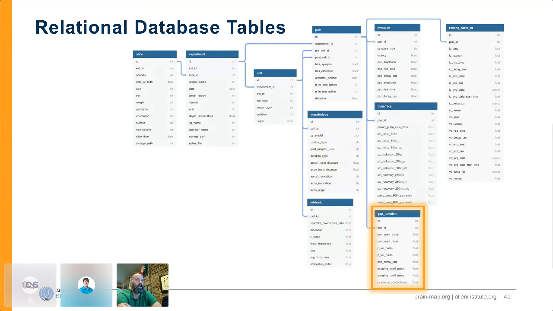We've also added a gap junction table. So in addition to characterizing chemical synaptic transmission, we now have electrical synaptic transmission in our database.